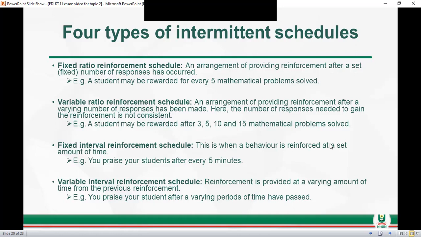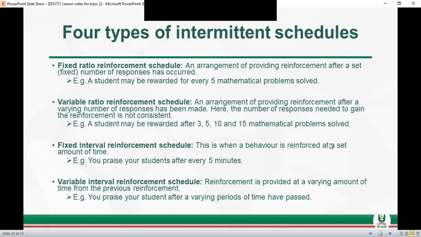Then fixed interval. Interval has to do with time, an amount of time. Fixed interval reinforcement schedule is when a behavior is reinforced at a set amount of time. You praise your child after every 5 minutes. After every 5 minutes, you praise your student.